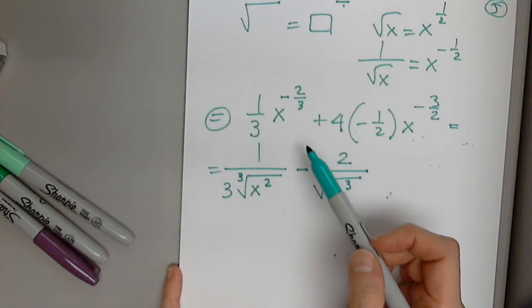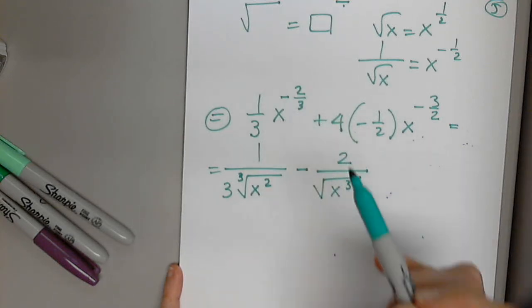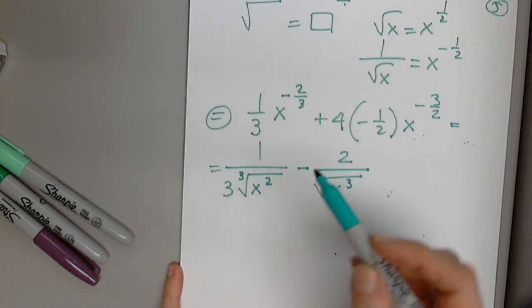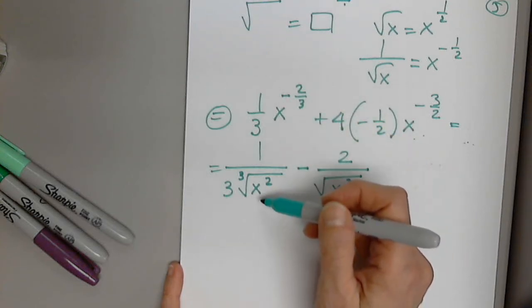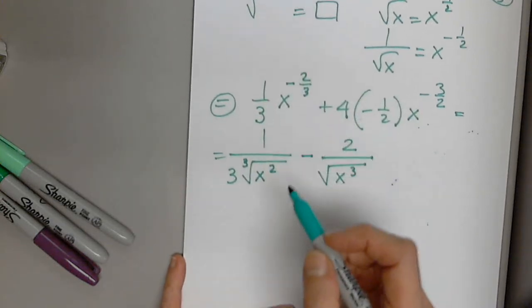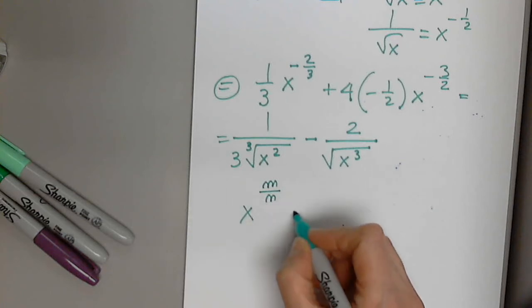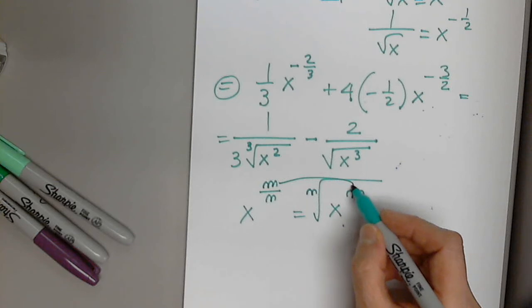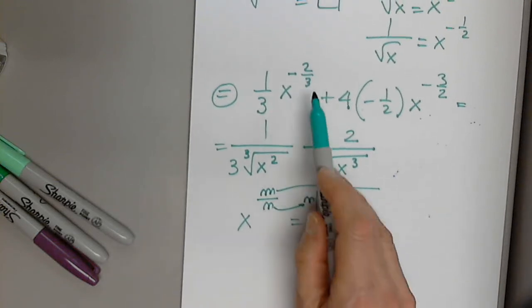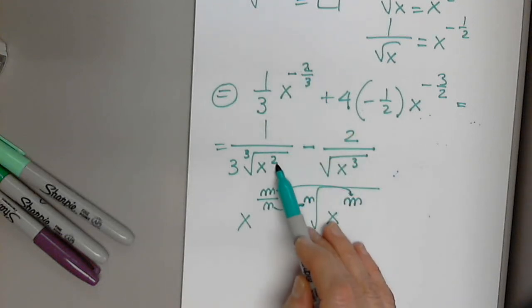You're talking about this one? The square root of x cubed, how did you get that? So first of all, it's a negative exponent, so it goes to the denominator. That's clear, correct? Okay. So x to m over n is the nth root of x to the mth power. So the denominator becomes the index, and the numerator becomes the power.